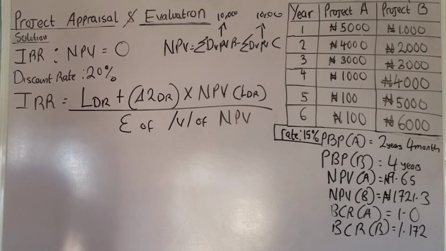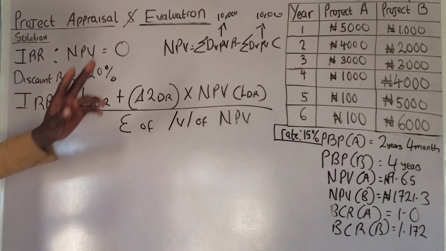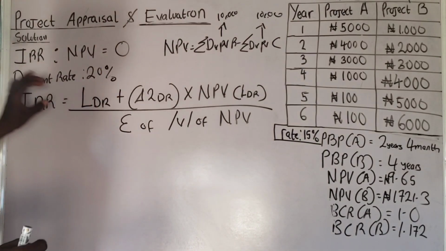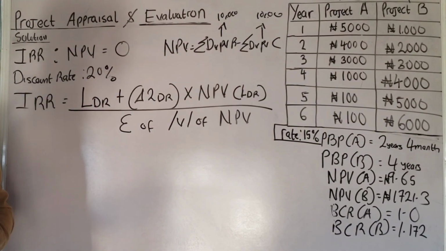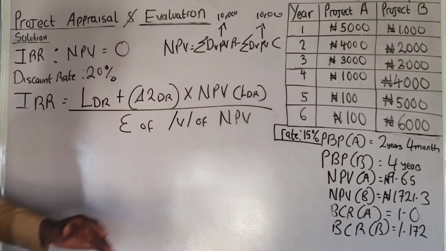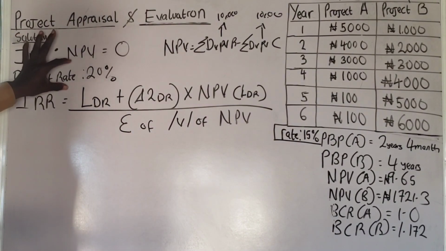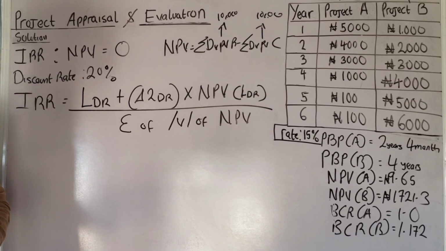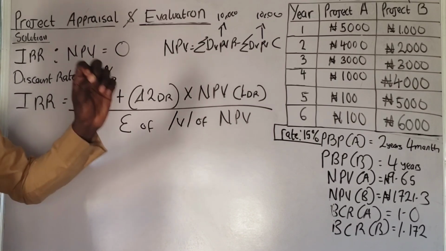Now I'm going to have a table. Please pay attention. The first step here is that I want to determine the NPV of project A and B at 20% now. Because when we are dealing with IRR, we have already gotten the first part, which is the 15%. Then we are using another discount rate that will give us an NPV that will be negative for each project.